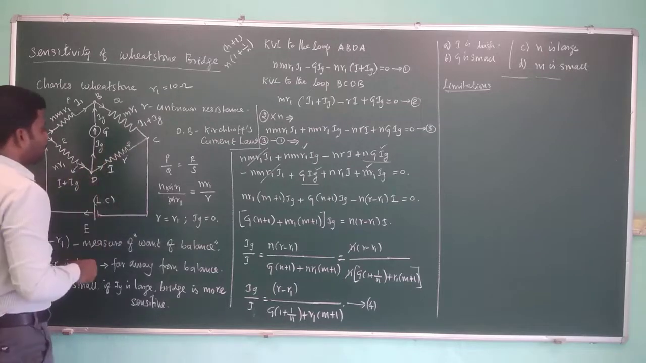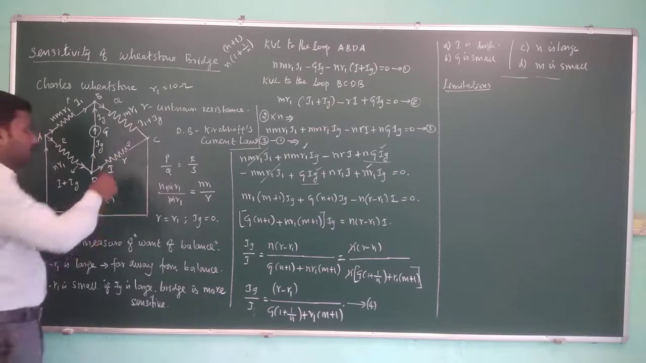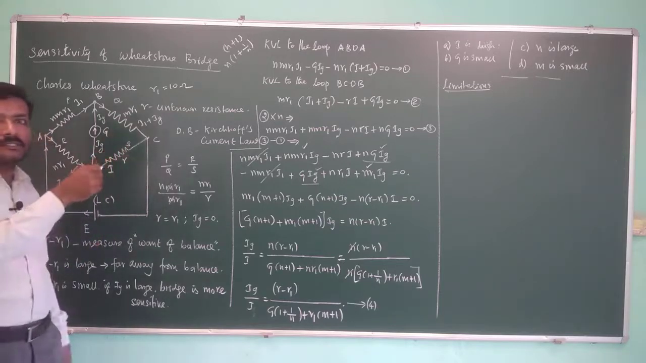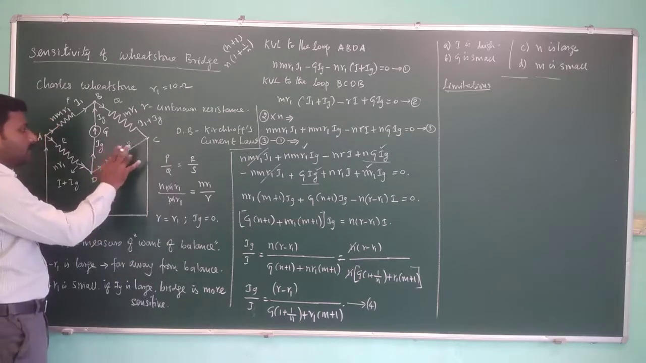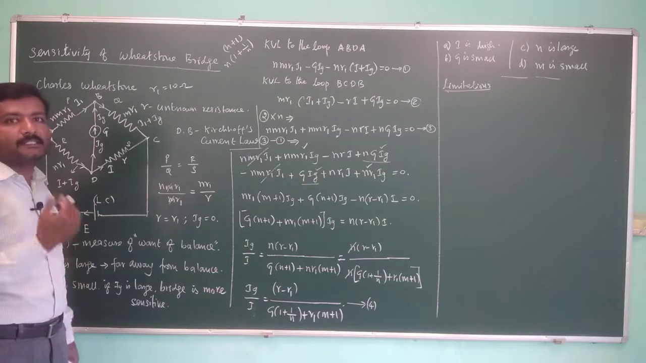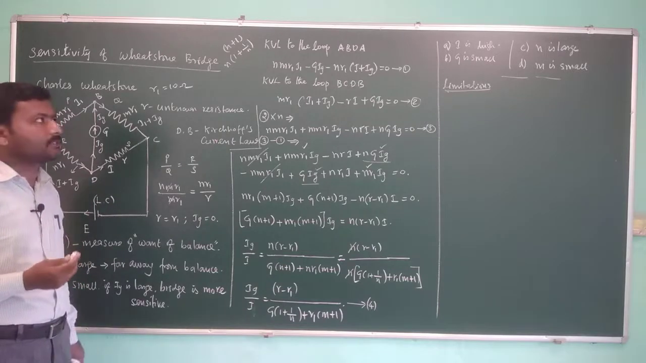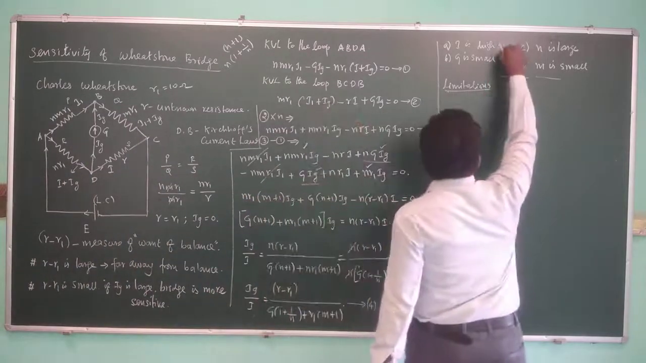That will create heat, emission of heat through the unknown resistance. And if the temperature of the resistance increases, it will alter the resistance of the unknown resistance, so that will decrease the balance of the Wheatstone bridge. So you cannot increase this to infinity.